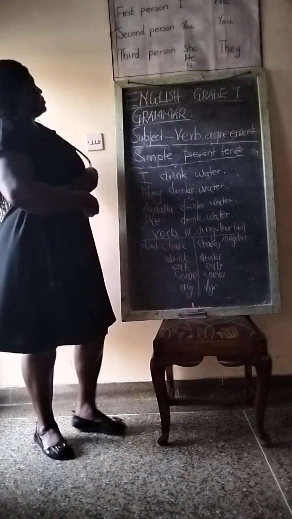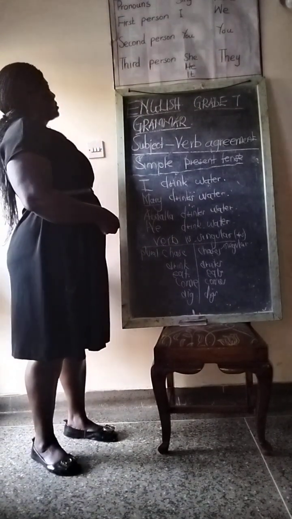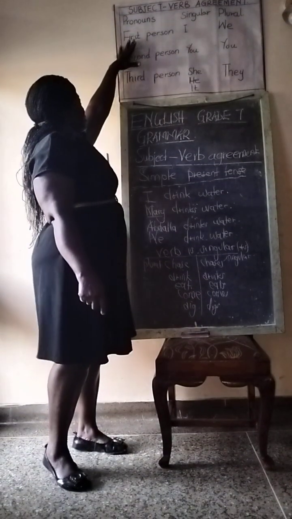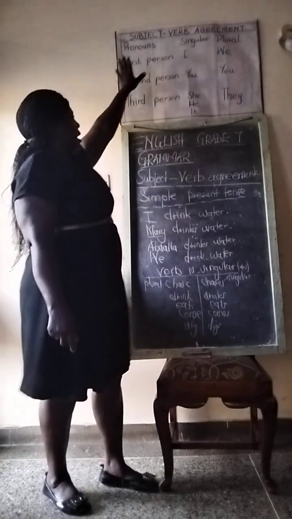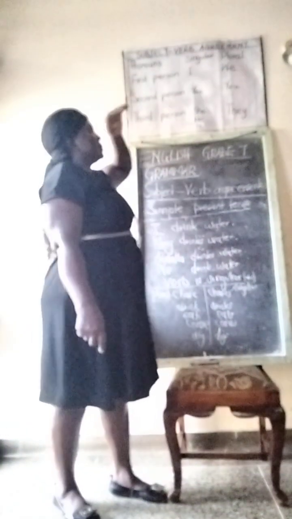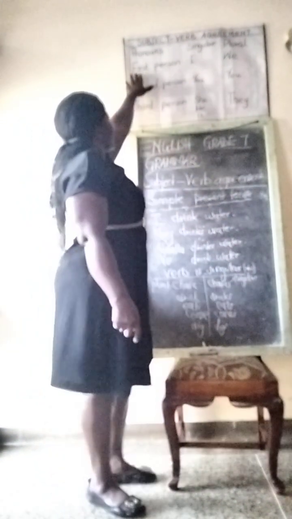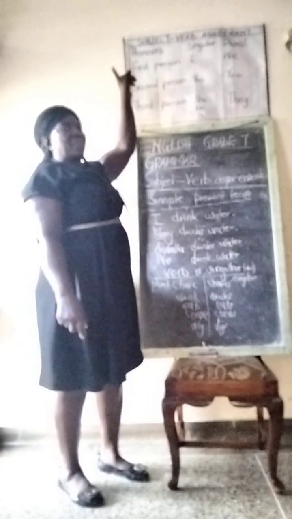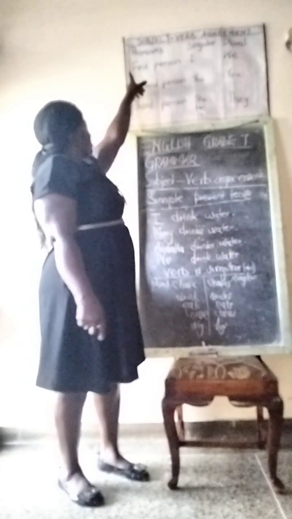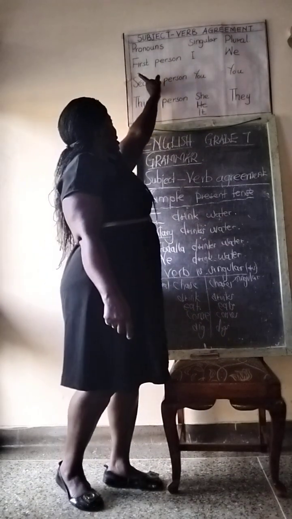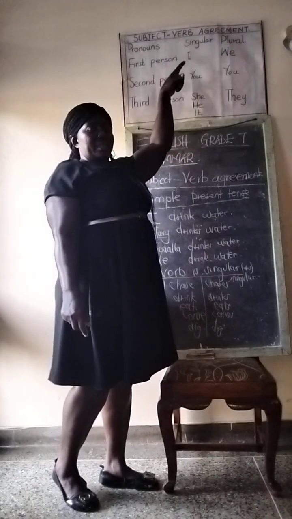Now we have the pronouns. This is the column that shows which type of pronoun. Then for pronouns, we have singular and we have plural. First person singular pronoun is I. First person plural pronoun is we.